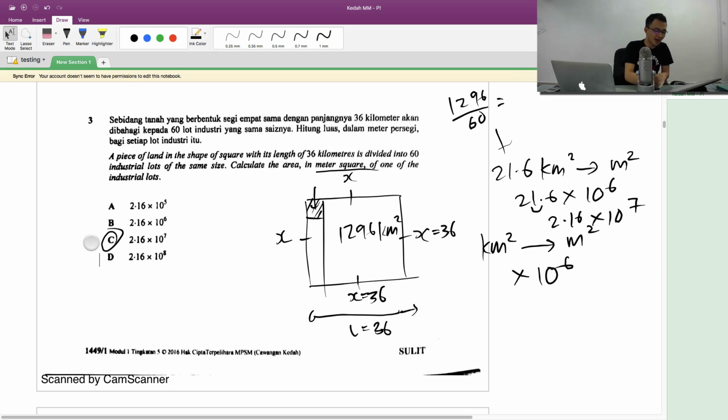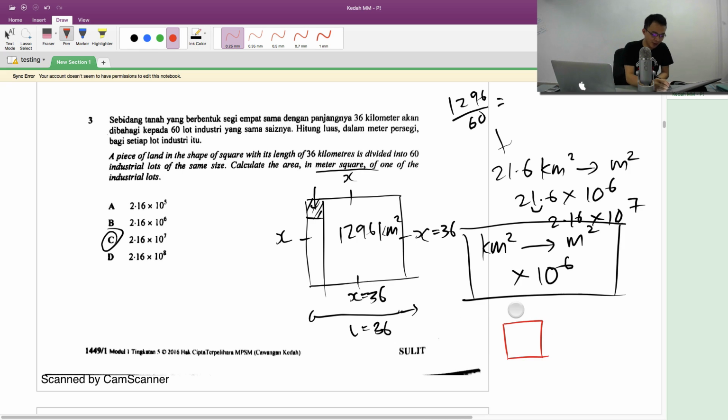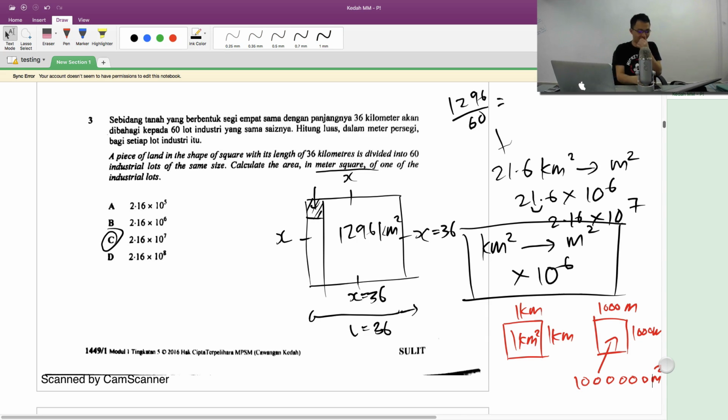Some students might ask, how do I know to multiply by 10 to the power of 6? What do I mean by km square? If km square means 1 km multiplied by 1 km, then I get 1 km square. If I convert this into meters, 1 km is 1,000 meters, so this one is 1,000 meters as well. So the middle one will be 1 million meter square, because 1,000 multiplied by 1,000 is 1 million. Therefore, 1 km square equals 1 million meter square. It's very hard to write here, but I hope you can understand that.